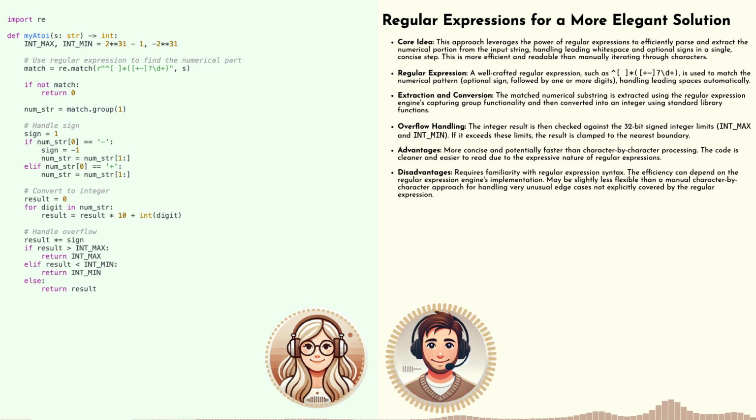So it's like a two-step process. First, we use the regular expression to isolate the part that we're interested in. Yeah, like finding the needle in the haystack. Right. And then we have to actually convert that, being careful about those 32-bit limits. It's all about combining the right tools for the job.